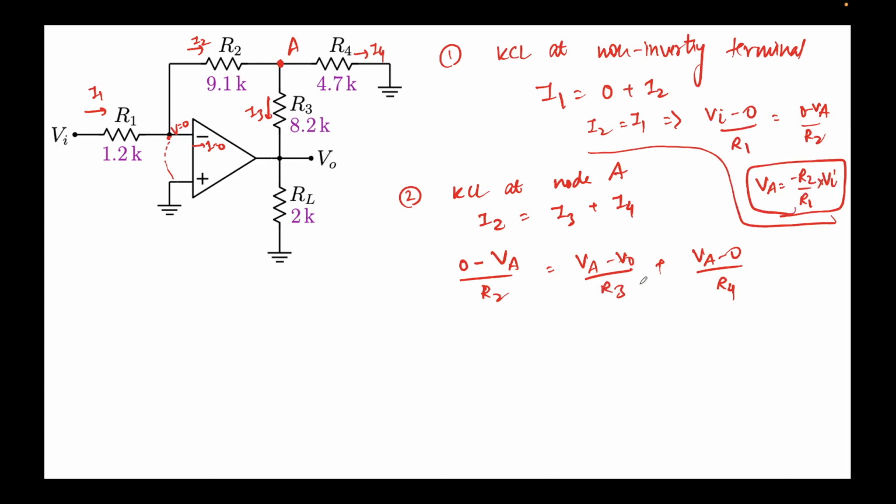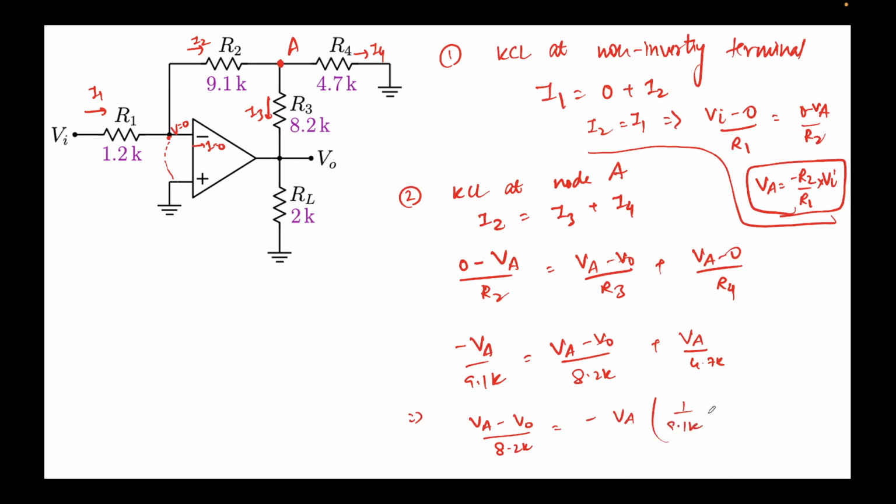So now let's just find V0 in terms of VA, and then we'll be fine. So let's put the values. Maybe something will get cancelled. The value of R2 is 9.1K. This is VA minus V0 over R3, which is 8.2K, plus VA over R4. R4 is 4.7K. If I solve this, it will be VA minus V0 over 8.2K equals minus VA, which will come out common, times 1 over 9.1K plus 1 over 4.7K, as effectively they are in parallel.